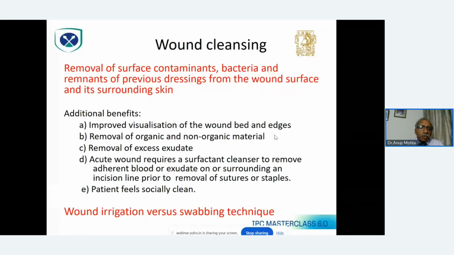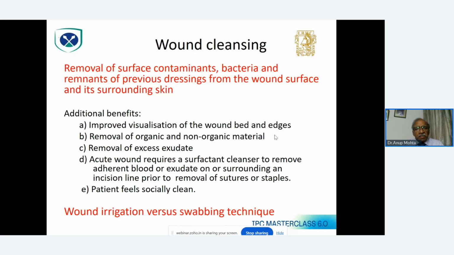Now, an acute wound requires a surfactant cleanser to remove adherent blood. Sometimes there's active ooze after the surgery, so this cleansing process will help to remove the excess blood from the wound site, or which is stuck to the suture line or the staples or the sutures, etc. So we can easily clean them and prevent them from becoming a nidus for any infection there.